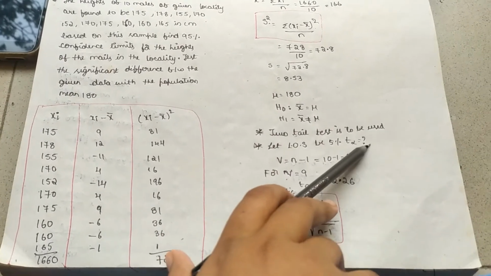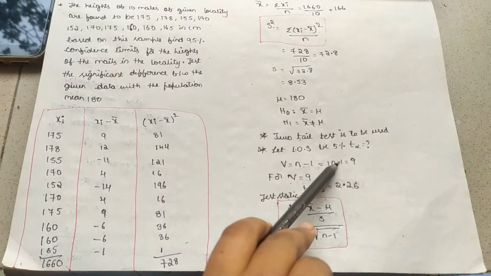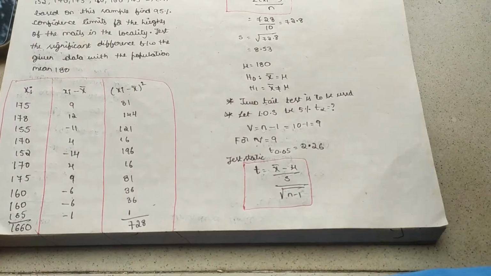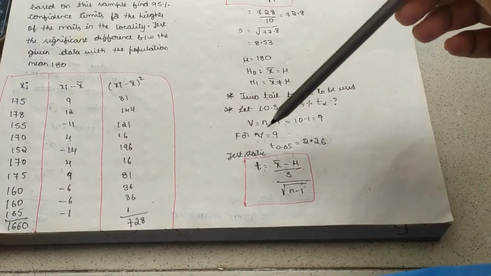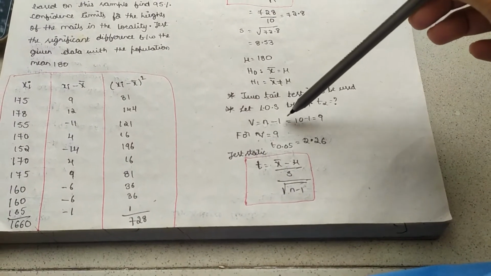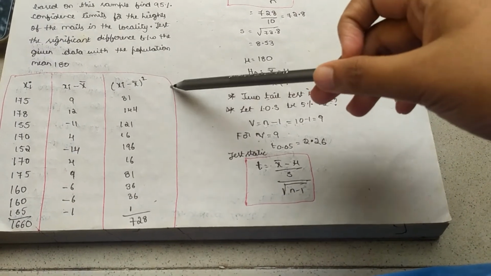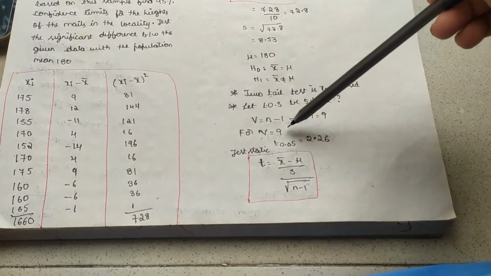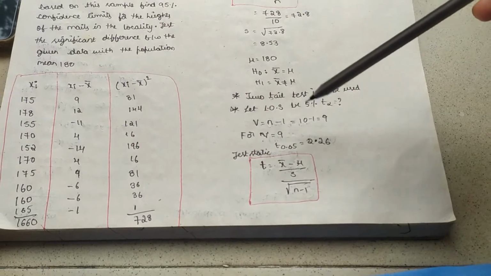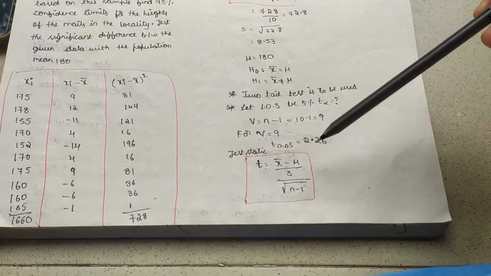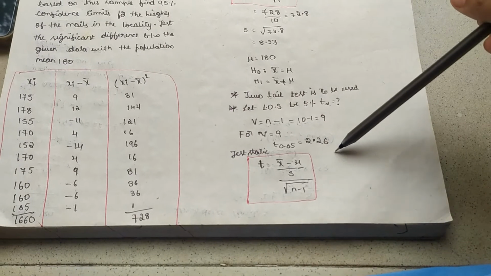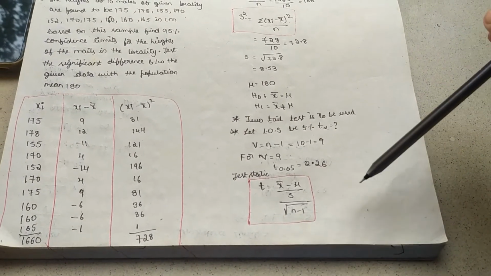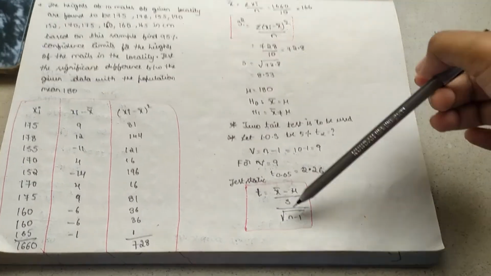A two-tailed test is to be used. Let the level of significance be 5%. So what is the T alpha value? Degrees of freedom v equals n minus 1, where the total number of values is 10. 10 minus 1 is 9, so the v value is 9. See, the alpha value is 0.05, that is 5%, and the table value is 2.26.